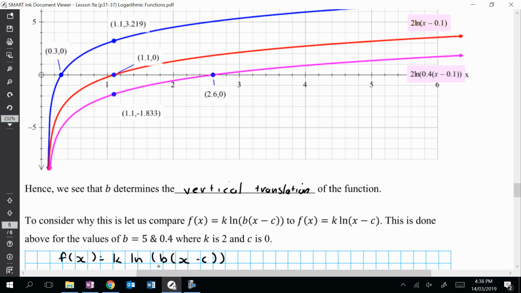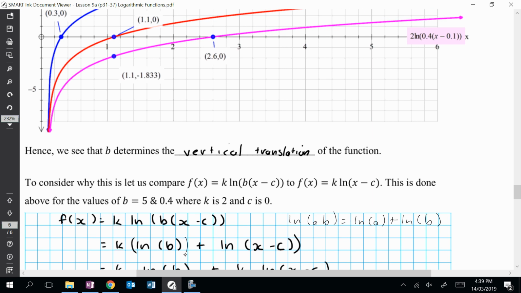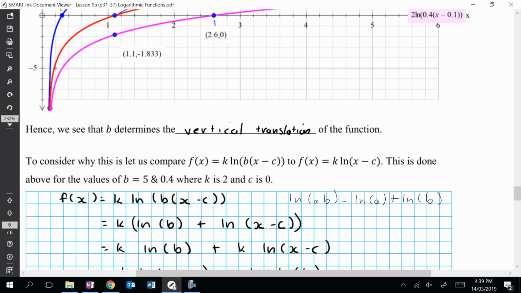So if we've got k ln(b(x − c)), we can use our log law. Our log law says that ln of a times b is ln a plus ln b. So if we apply this in this case, we get k(ln b + ln(x − c)). We need the bracket there to say that the k goes with both of those. So if I multiply the k out, it'll be k ln b plus k ln(x − c).